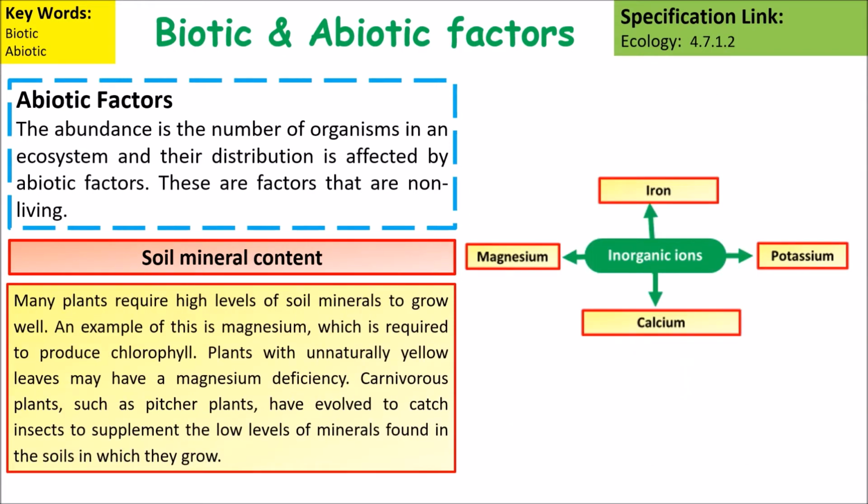Mineral content in the soil can be another abiotic factor. So many plants require high levels of soil minerals to grow well. Right? So for example, magnesium is needed in order to produce chlorophyll.